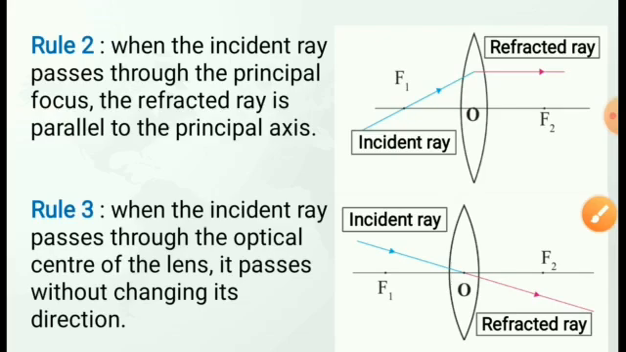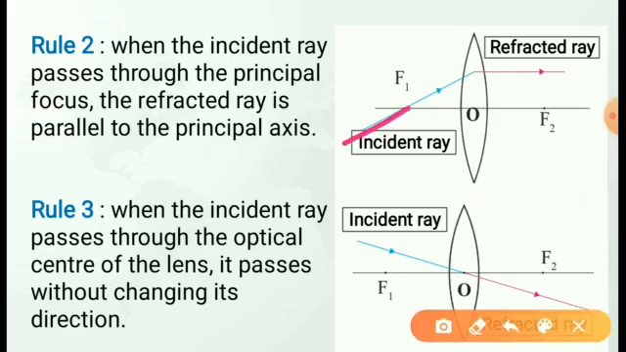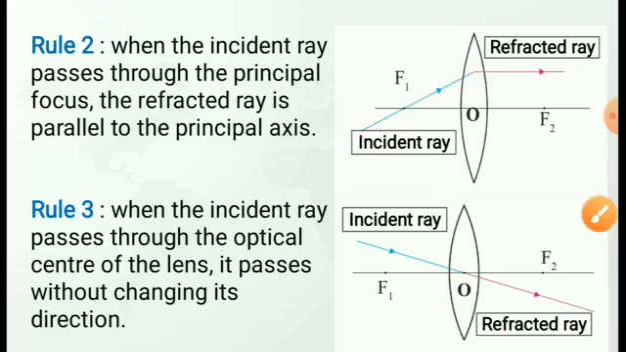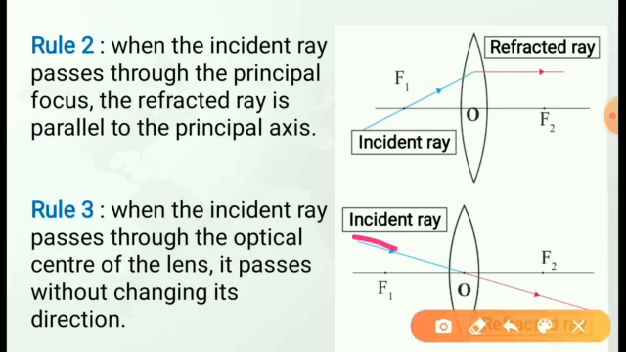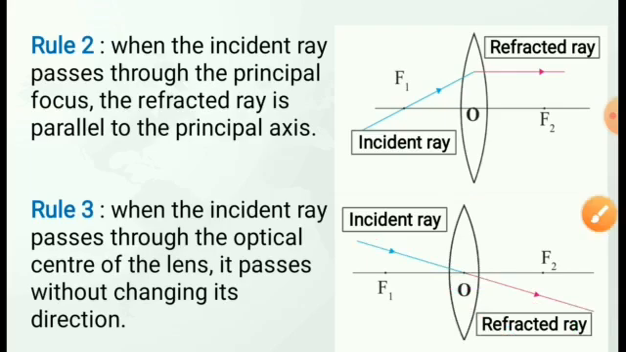Rule 2. When the incident ray passes through the principal focus, the refracted ray is parallel to the principal axis. You can see here in this diagram, the incident ray passes through the focus, and the refracted ray then goes parallel. Rule 3. When the incident ray passes through the optical center of the lens, it passes without changing its direction. You can see here, when the incident ray passes through the optical center O, it will not change its direction.